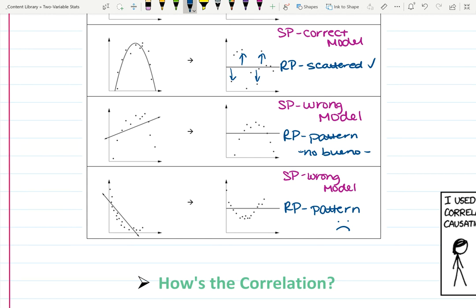So with residual plots, I know most of the time we're looking for a pattern. However, with residual plots, we want it nice and scattered, because what that means is that the regression equation we used is a good fit. It's falling in the middle of our data. We've got some above, some below.